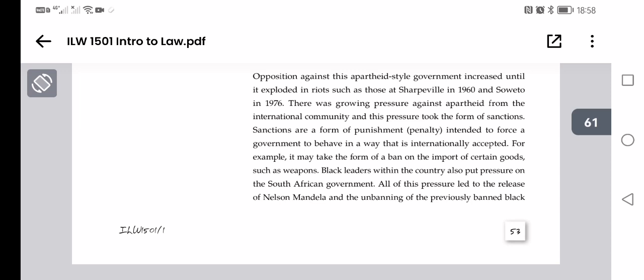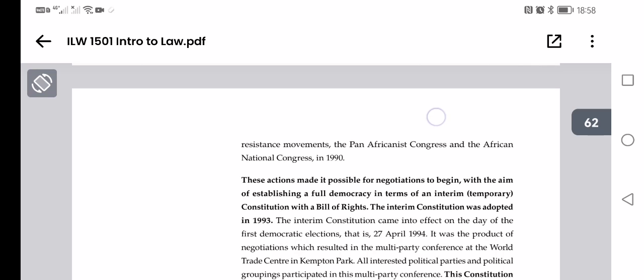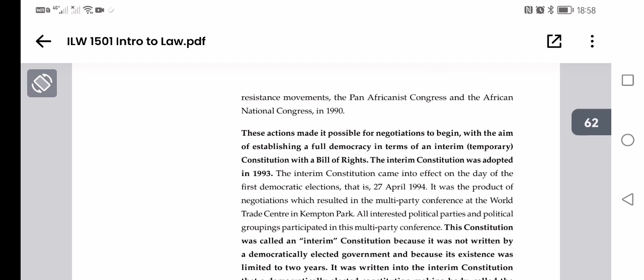All of this pressure led to the release of Nelson Mandela and the unbanning of the previously banned black resistance movements, the Pan-Africanist Congress and the African National Congress, in 1990. These actions made it possible for negotiations to begin with the aim of establishing full democracy in terms of the interim, temporary constitution with the Bill of Rights.